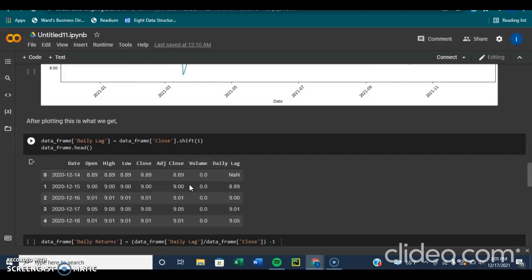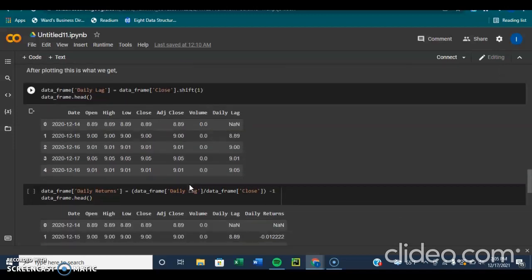After that, I created a column so that I could find some interesting inferences about the stock. I created a column called the daily lag column, which is basically the close price shifted by 1 day. As you can see, the first row in the last column has no data, but the values have been shifted 1 day before.